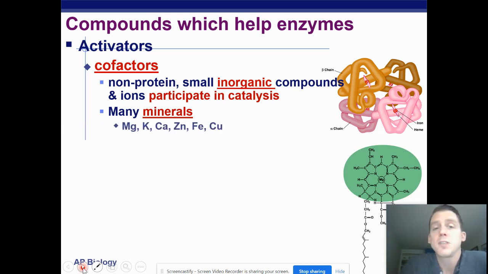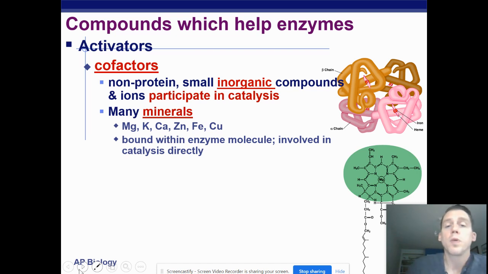Magnesium, potassium, calcium, zinc, iron, and copper are cofactors. If we look at hemoglobin here, hemoglobin has a cofactor of iron. This is chlorophyll. Chlorophyll has magnesium. These are minerals that help enzymes do their job.